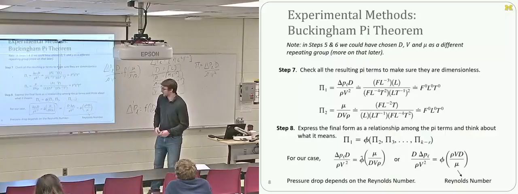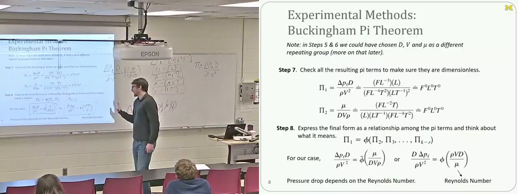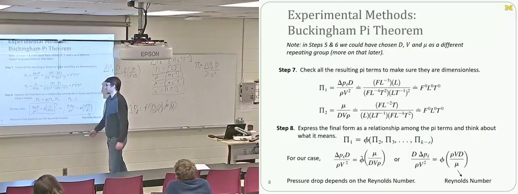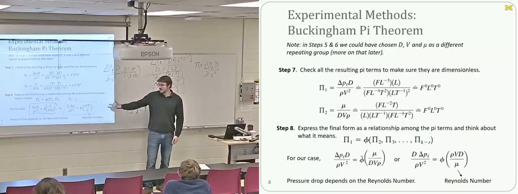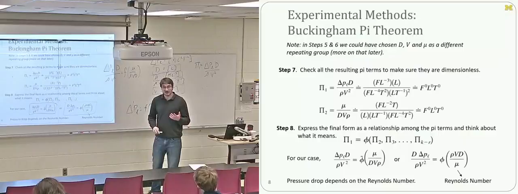So the intuition here, or the takeaway, is that we see that the pressure drop proportional to some combination of diameter, density, and velocity squared is dependent only upon the Reynolds number. Meaning if we perform experiments to get the Reynolds number dependence, then we can assess the pressure drop in any pipe.